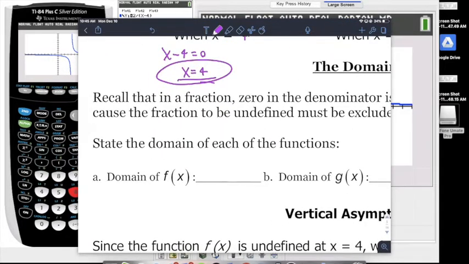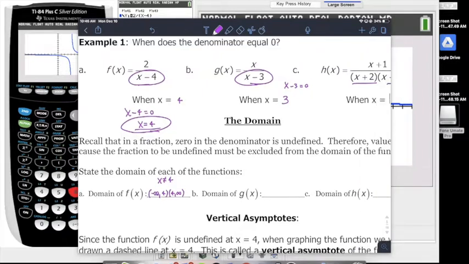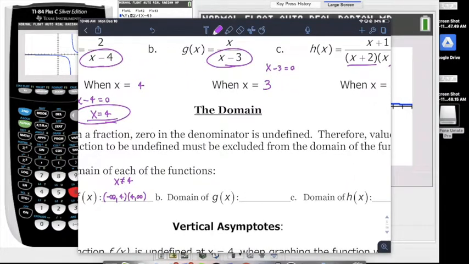We're going to write our domain this way here. One way you can write it is x cannot be equal to 4, but it's everything else. Another way you write it here, and this is actually how I make my students write it, is with interval notation. We'll say from negative infinity to 4, and then from 4 to infinity. And then that's it right there. Okay, for this next one here for b, I guess we're going to say from negative infinity to 3, and then from 3 to infinity.